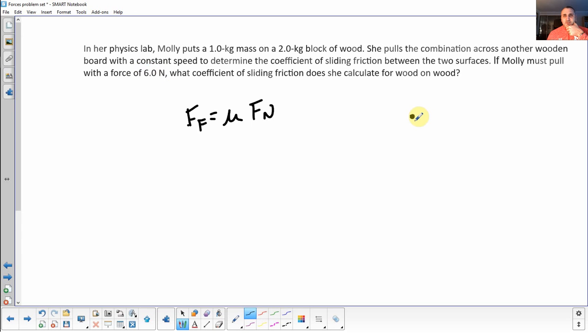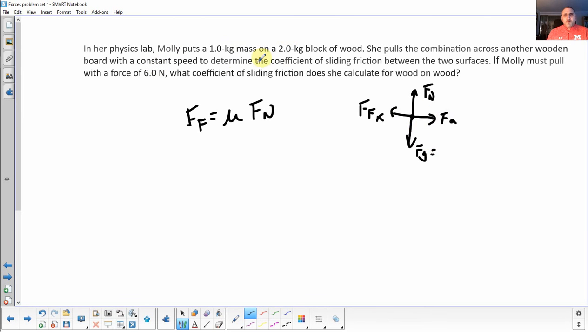So let's draw a free body diagram real quick. The forces we have are gravity, normal. She's pulling it with an applied force, and we are dealing with friction going the other way. Kinetic, the flavor is kinetic friction. And there is no acceleration. She's at constant speed, so we know all 4 of these are going to balance each other out.